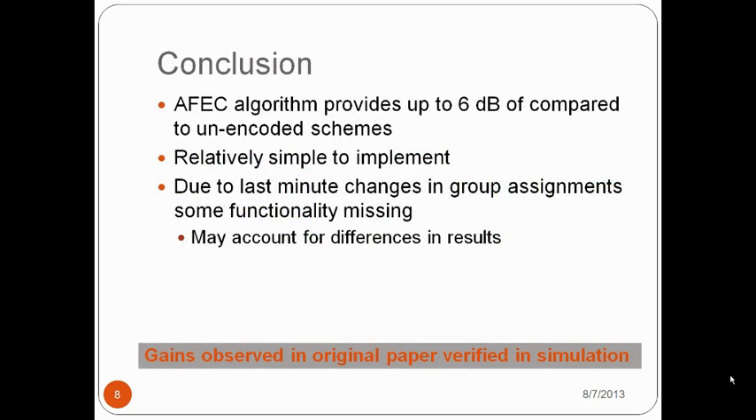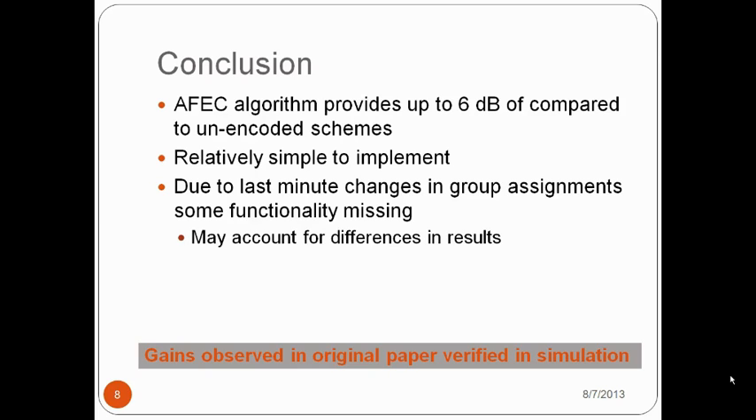So the conclusion is, if you look at the AFEC algorithm over unencoded schemes, there can be a 6 dB of gain that can be achieved at certain noise levels. It's relatively simple to implement. It's some if-then statements, then you have two counters that keep track of your number of received packets and total number of packets. So it was fairly simple to implement. It was more figuring out the FEC and MATLAB that were the biggest struggles.